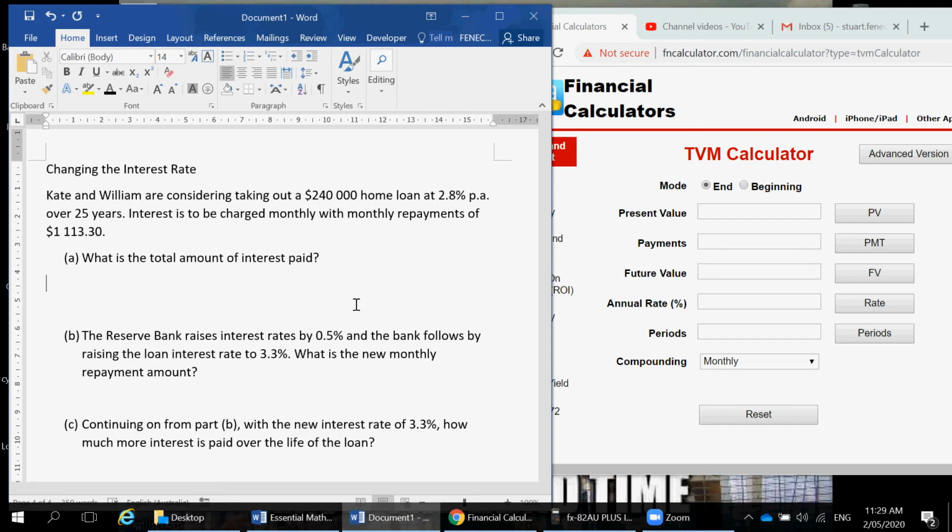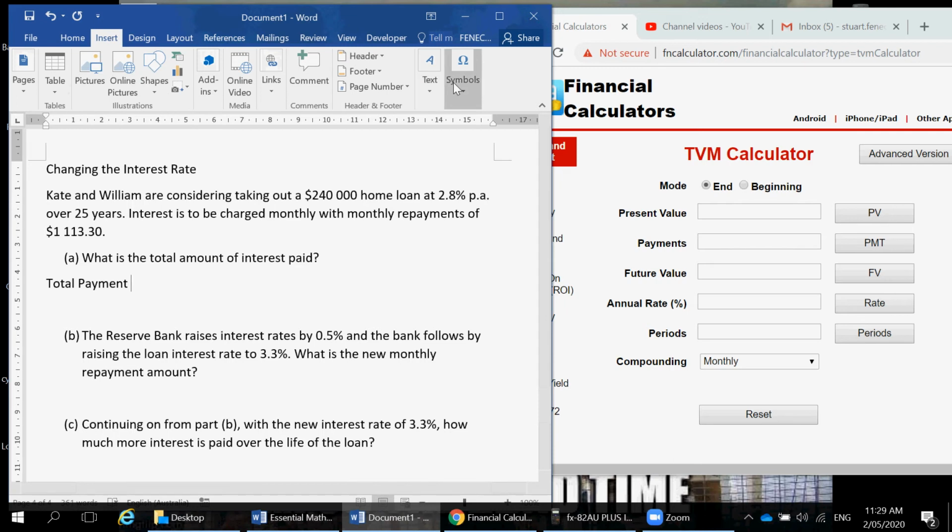So in our scenario here, we're going to look at 2.8%, but then we're going to look at what happens if it goes up by 0.5%. We're just going to investigate what that means mathematically and in terms of your money and your loan. From the start, we're going to look at this original situation and work out the interest charged or paid. So how much did Kate and William pay in total under this situation?